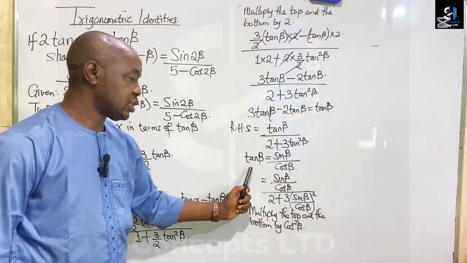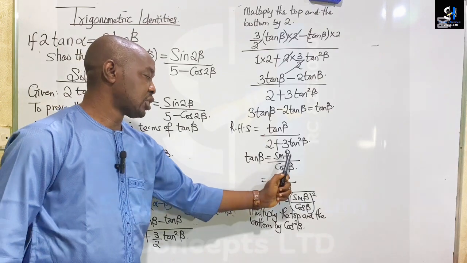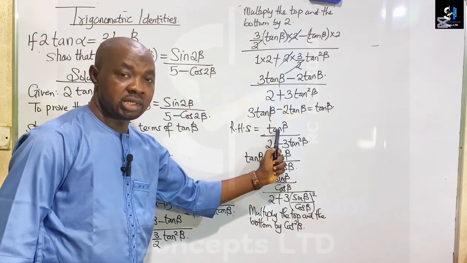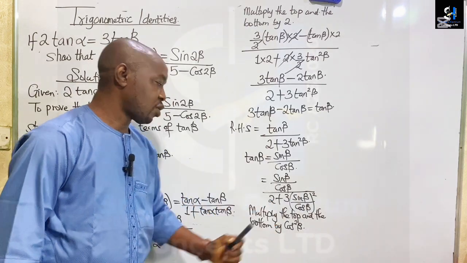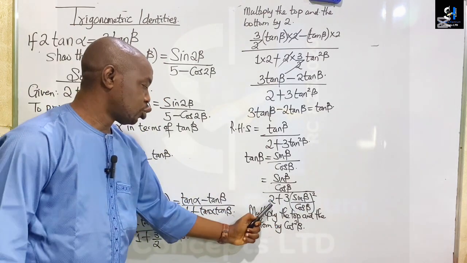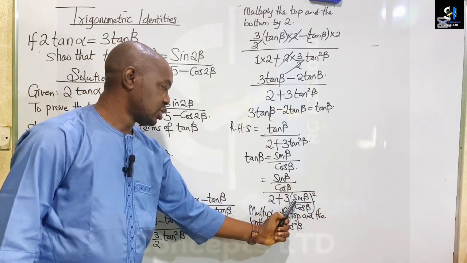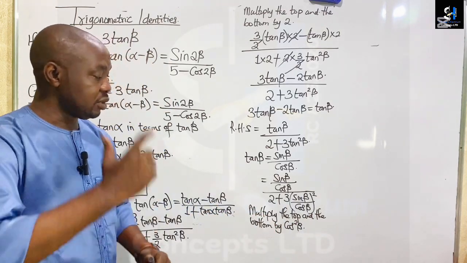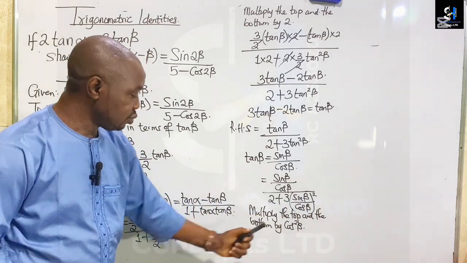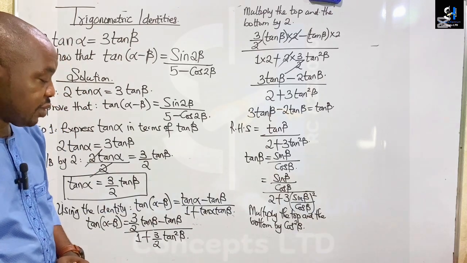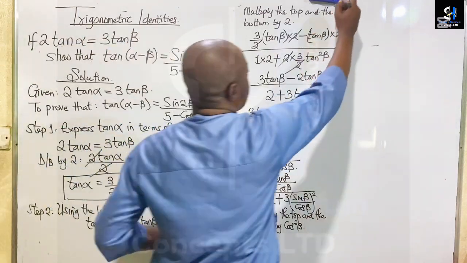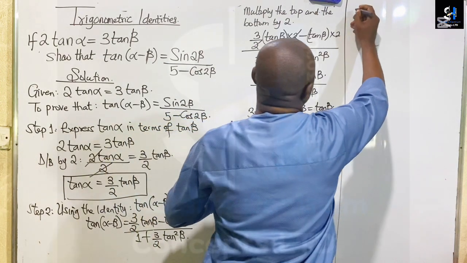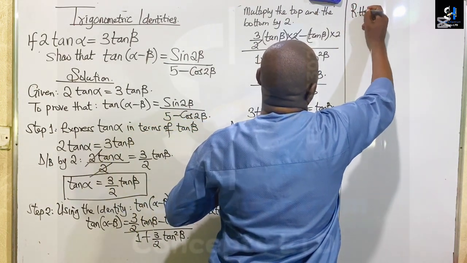And because we know that tan beta is equal to sine beta over cos beta, we can rewrite tan beta in this case as sine beta over cos beta, all over 2 plus 3 bracket sine beta over cos beta, which is the same as tan beta, then raised to the power of 2. So we multiply the numerator and denominator by cos squared beta, and we are going to have a new expression. Remember, we're still dealing with the right hand side.